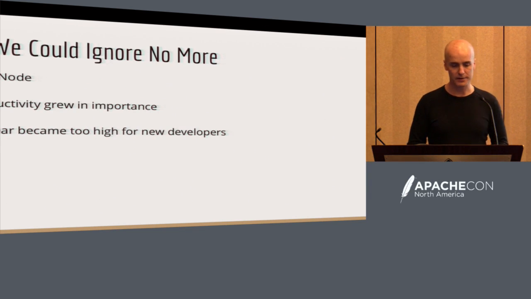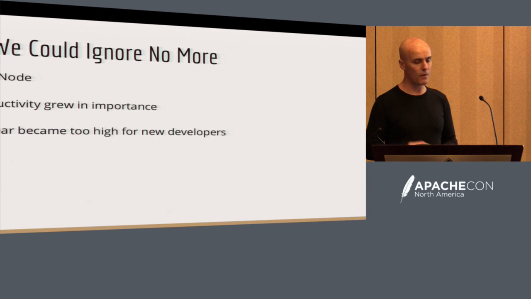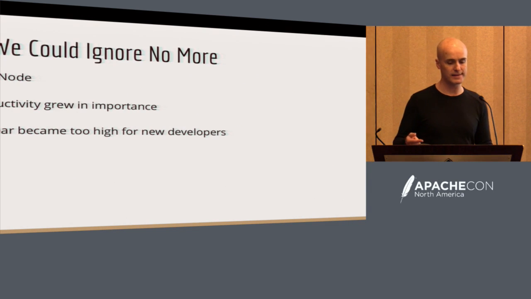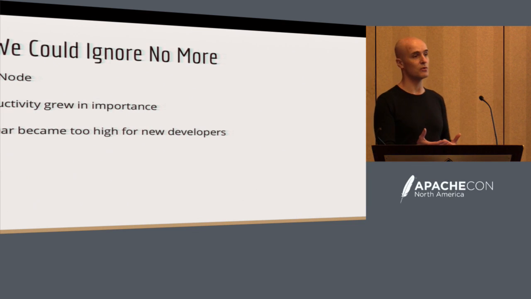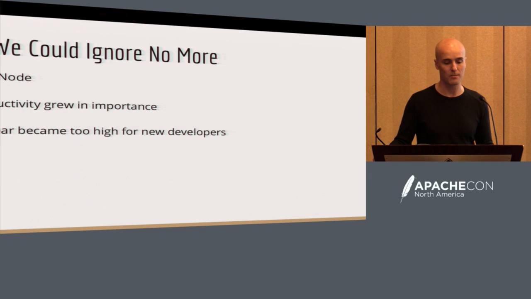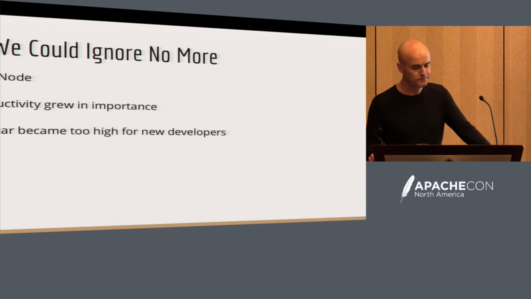So you got Ruby on Rails, of course. But one thing is that over time, as applications become more complex, productivity also grows in importance together with that. So the ability to actually achieve things and to achieve them fast became more important over time, because what we do is more complex to begin with. The web has expanded tremendously, the kinds of things that we do.